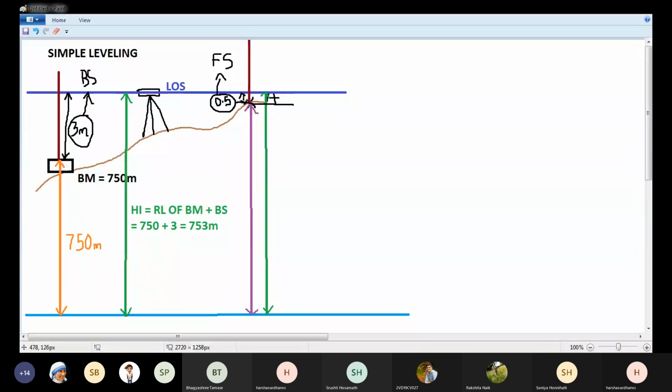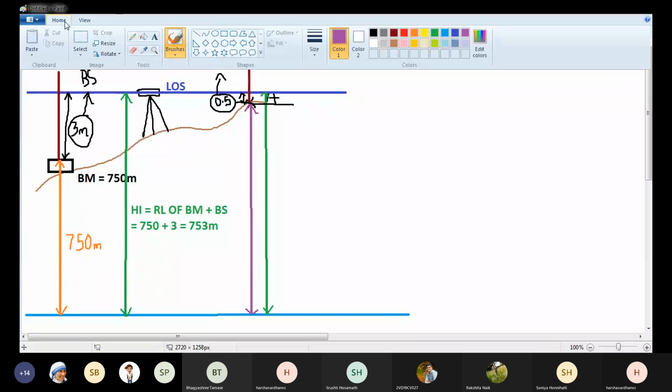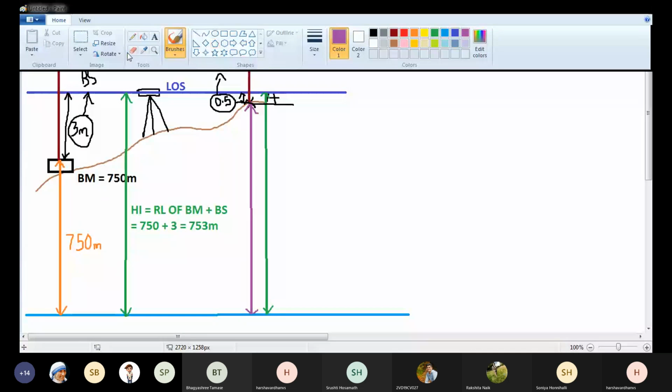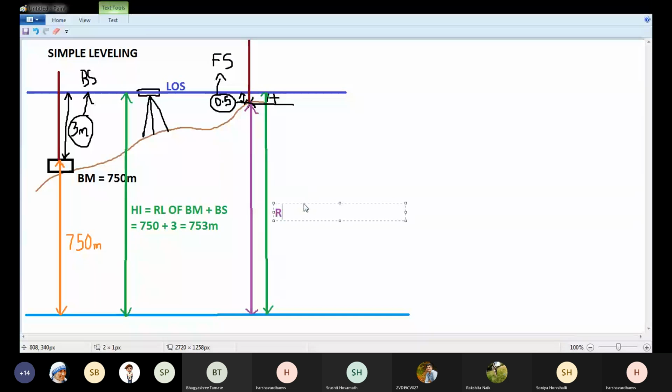So height of instrument minus foresight will give me RL at point A. So elevation or RL of point A is equal to height of instrument minus foresight. Height of instrument is 753 and foresight is 0.5. So the answer is 752.5.